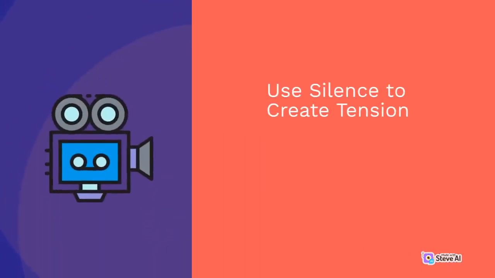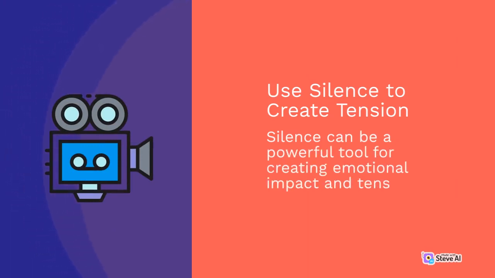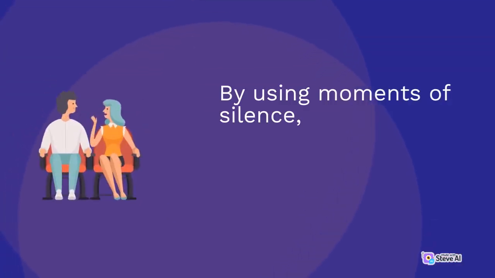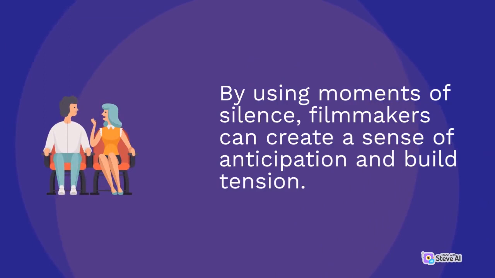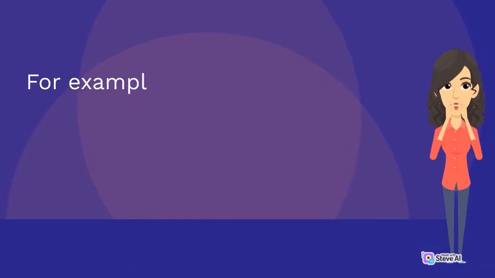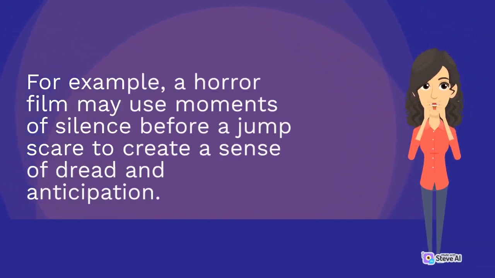Use silence to create tension. Silence can be a powerful tool for creating emotional impact and tension. By using moments of silence, filmmakers can create a sense of anticipation and build tension. For example, a horror film may use moments of silence before a jump scare to create a sense of dread and anticipation.